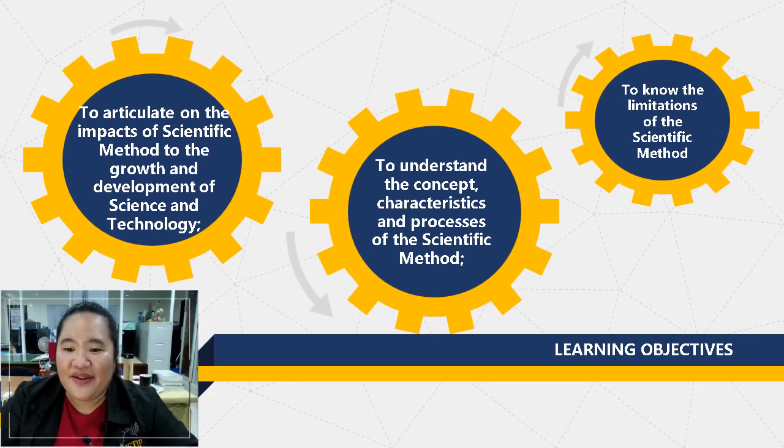We have the following learning objectives. We are expected to learn the following: first, to articulate the impacts of the scientific method on the growth and development of science and technology. Second, to understand the concept, characteristics, and processes of the scientific method. Third, to know the limitations of the scientific method. Let's see if you achieve these learning objectives by the end of this lecture.